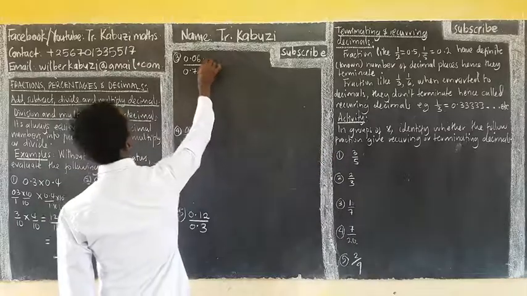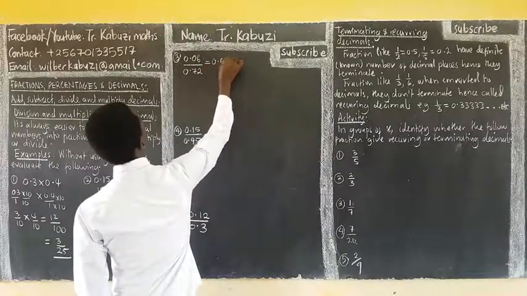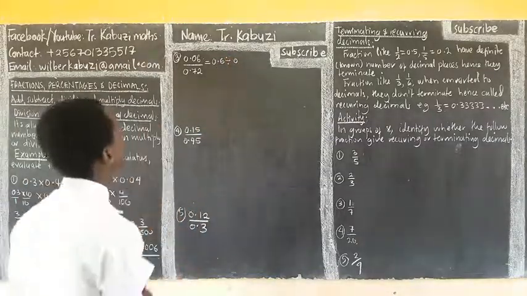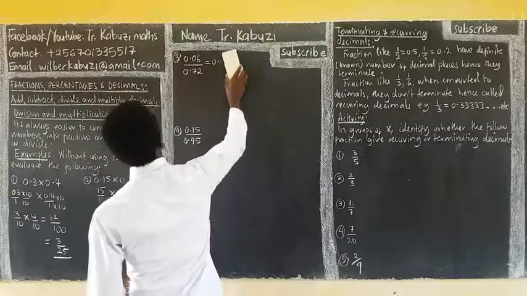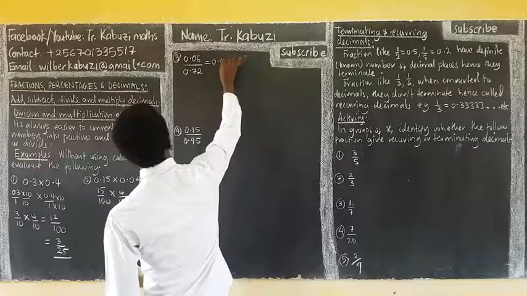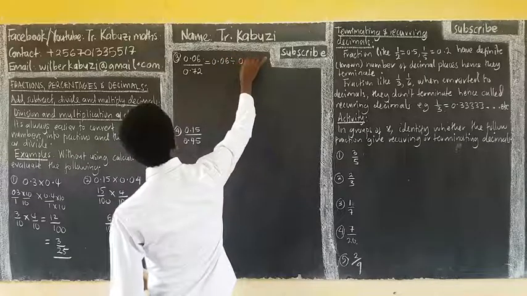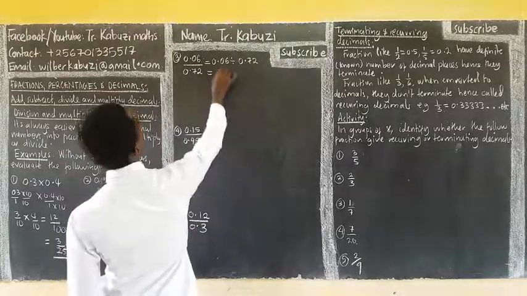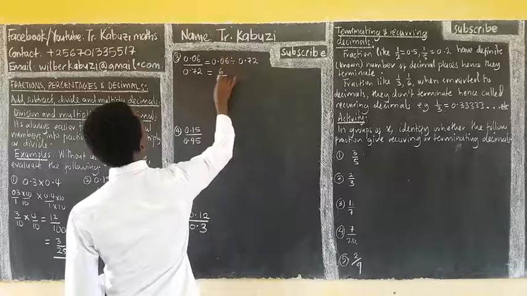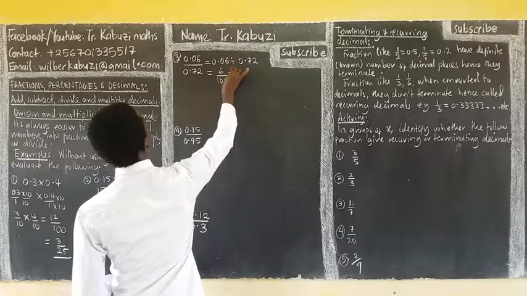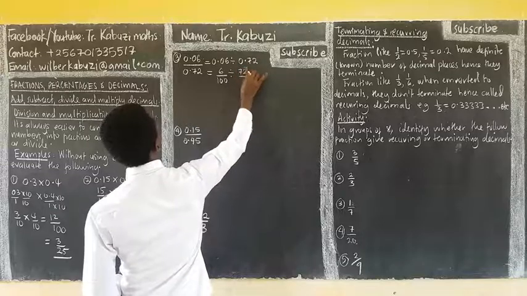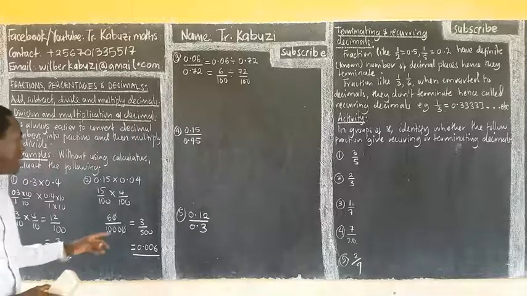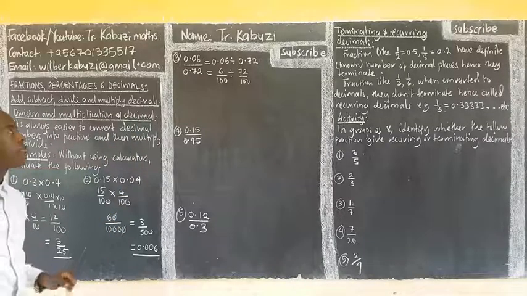So it's always easier to write this as 0.06 divided by 0.72. You have to be careful with the decimal. This one we have seen how we convert it. So this will be 6 over 100, then divide by 72 over 100. There are 2 decimal places there. That's how we convert. That's why we are dividing with 100.